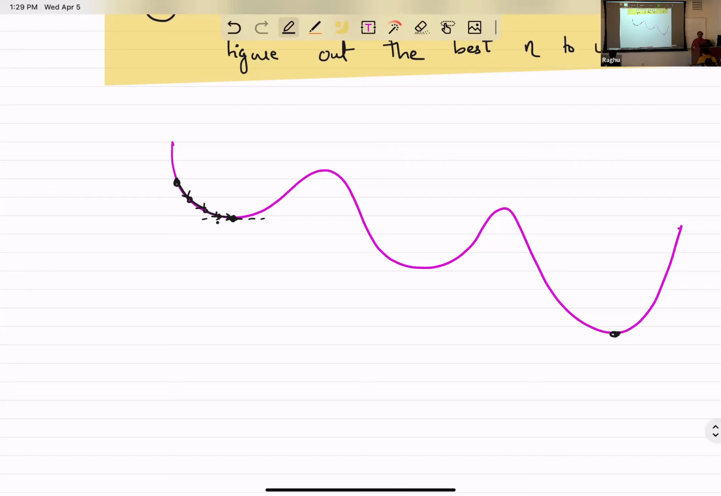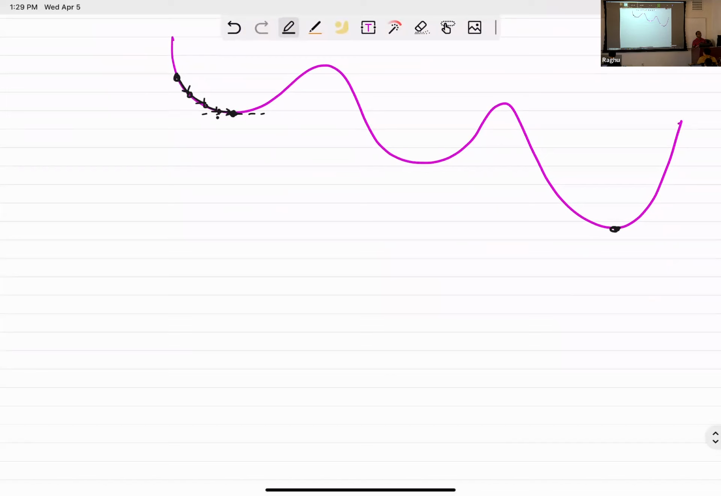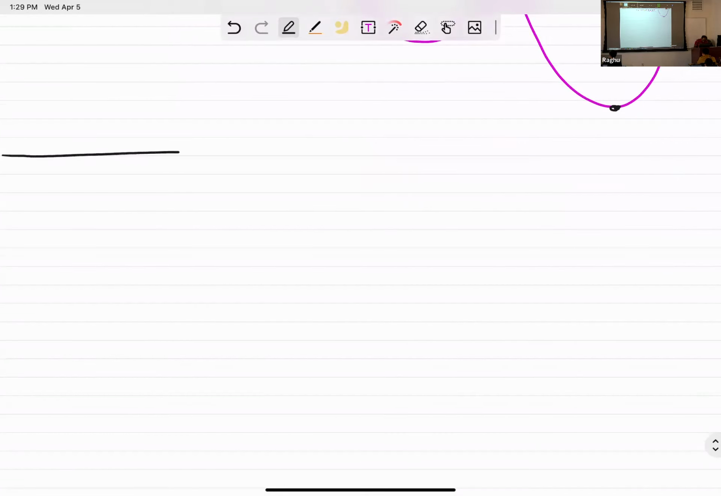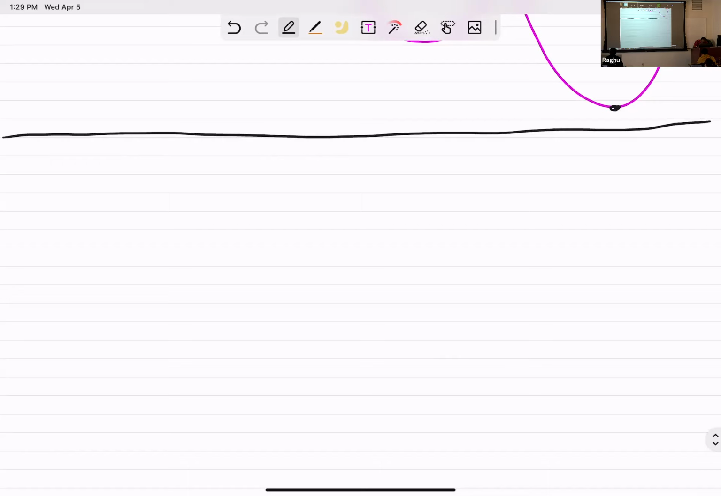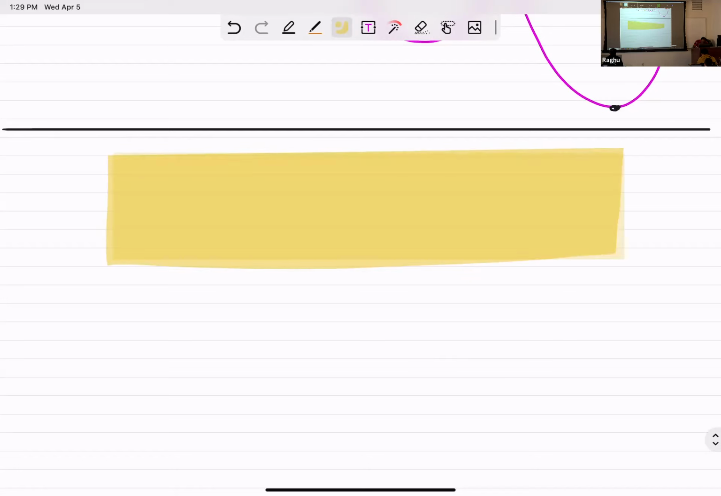Are there interesting cases where such a scenario doesn't happen? Are there some nice cases where this doesn't happen? If this doesn't happen, what can we say? How many steps do you need? Or are there faster things we can do? To that end, I want to introduce one of the most important objects in optimization and theoretical computer science, which is the class of convex functions.